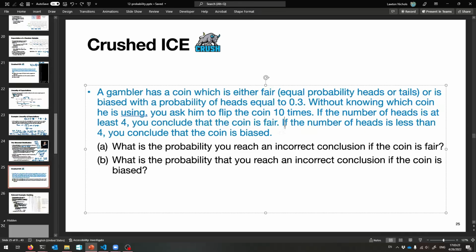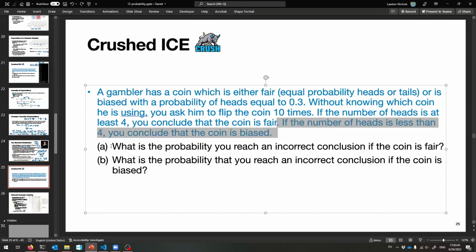Okay, if the number of heads is less than 4, we conclude that the coin was biased, because it's supposed to land on tails a lot more if it was biased. If the number of heads is at least 4, we conclude that the coin must have been fair. If it's less than 4, then we think it's biased. So let's calculate the probability that we were wrong.